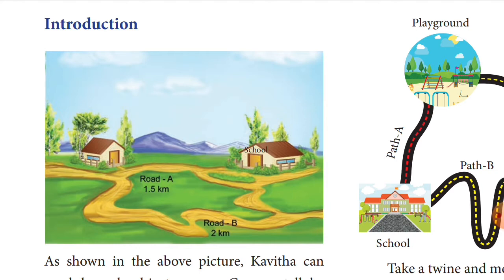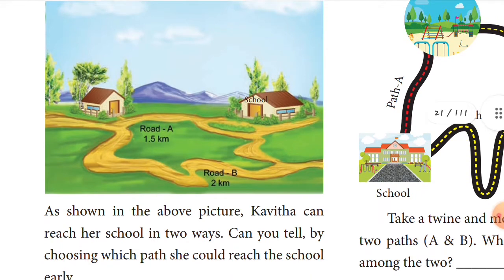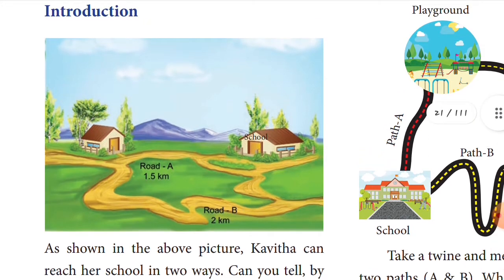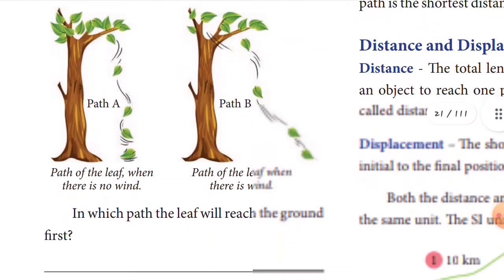See this picture, children, a very nice picture. Here, Kavita can reach her school in two ways. Can you tell me which one is the easiest path, children? Road A is 1.5 kilometers and road B is 2 kilometers. Which one is easy, children? Yes, the first one is the shortest distance. You have to choose that to go to school.